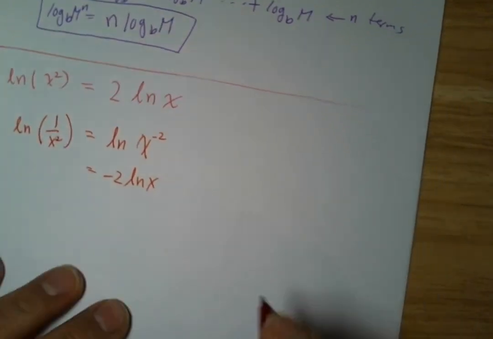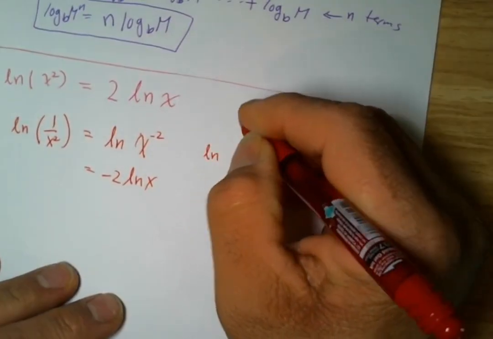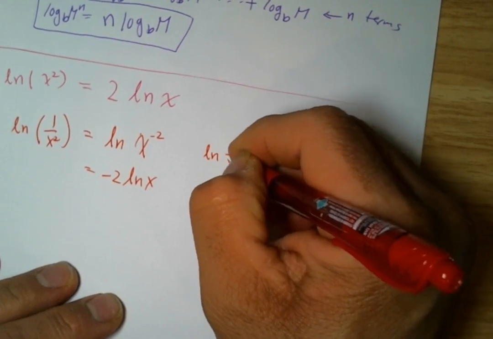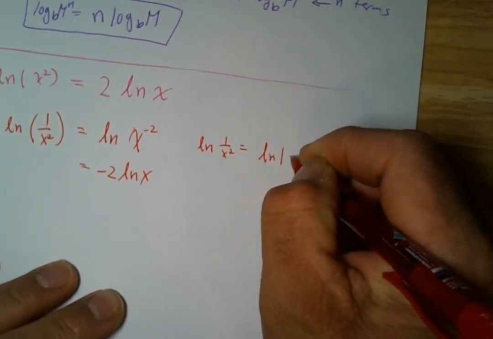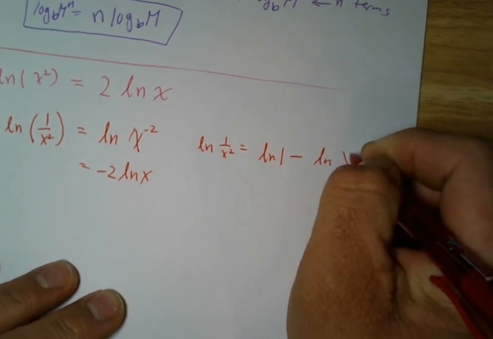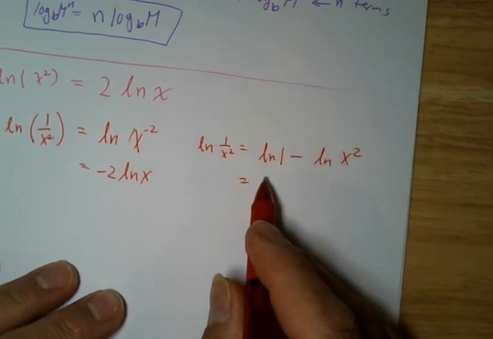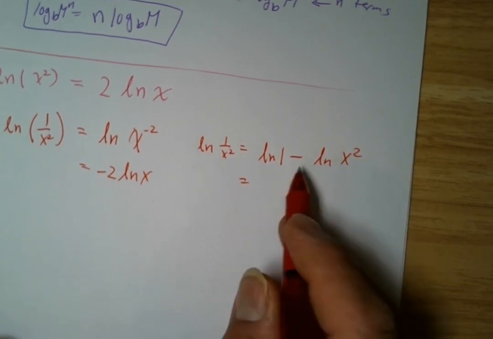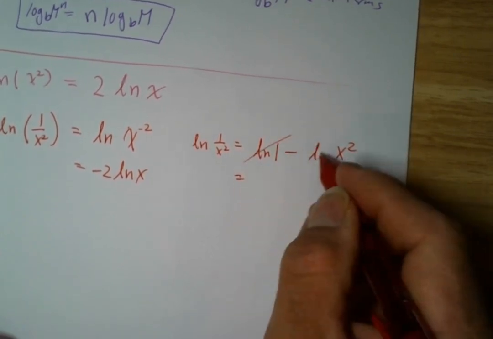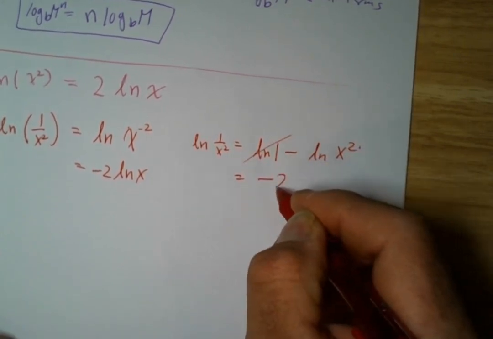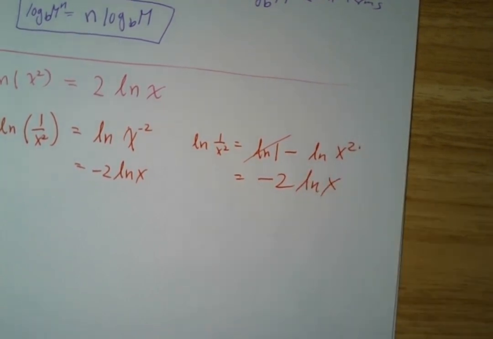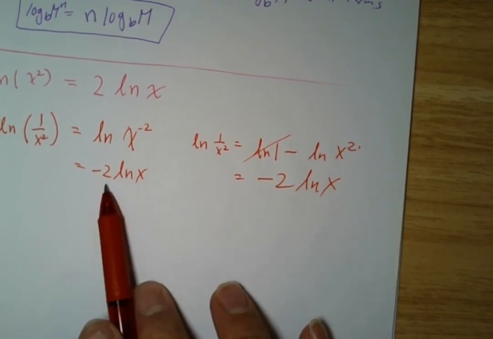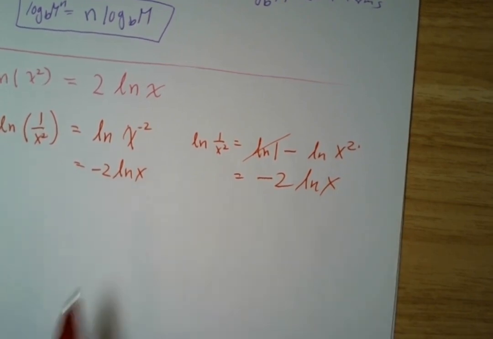But also, if I start here, I can think of this as a quotient, right, where we have ln of 1 minus ln of x squared. But natural log, or any log of any base of 1, that's 0, so that goes to 0, and then here, bring this in front. Right, now we use the power rule here, and there, we are back to where we got in the previous answer. Okay, so just keep that in mind, right?